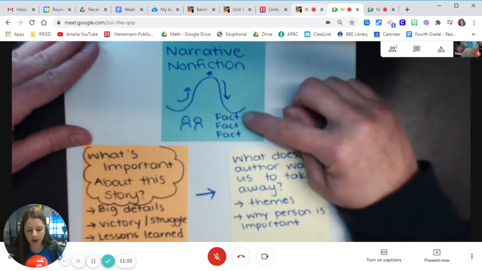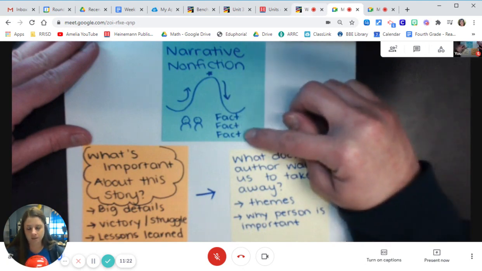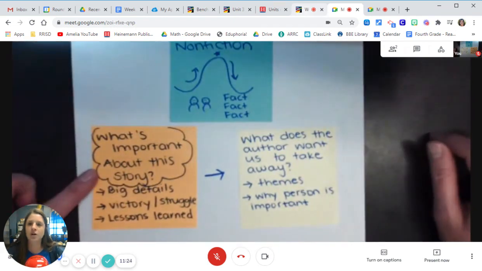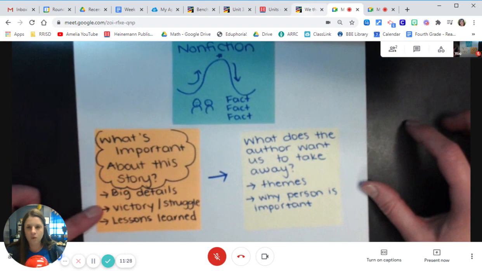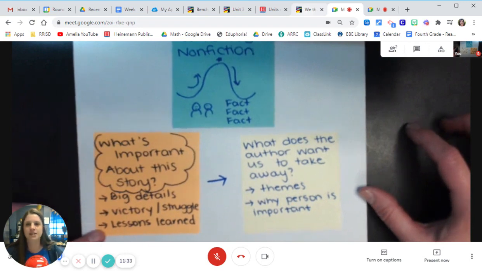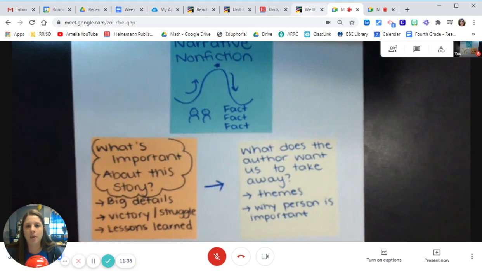So all along the way, we also learned facts. So I want you to think to yourself, what do you think is important from this story? What are some of those big details? What was Alice's victory and struggle? And what lessons did she learn? Think to yourself for a moment.